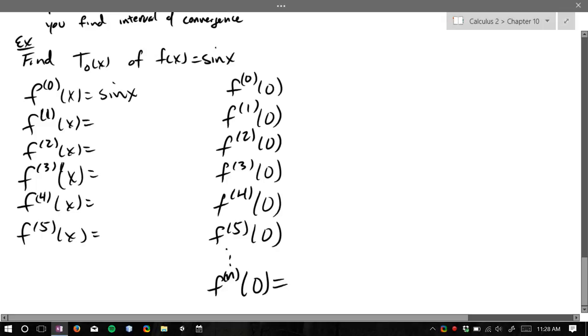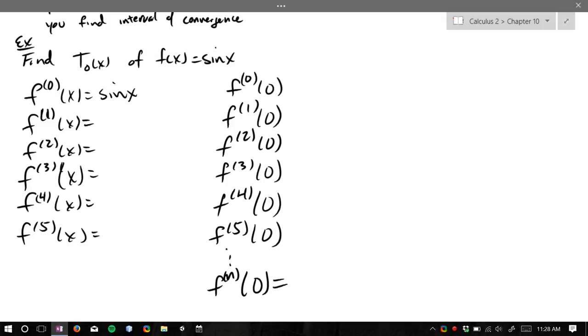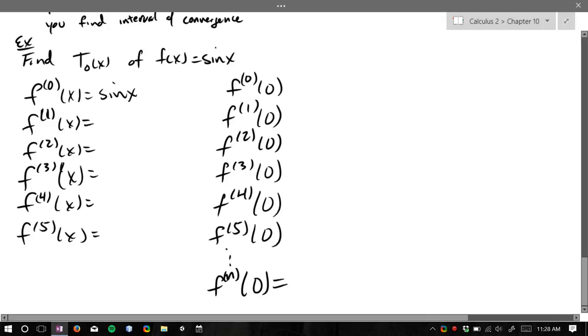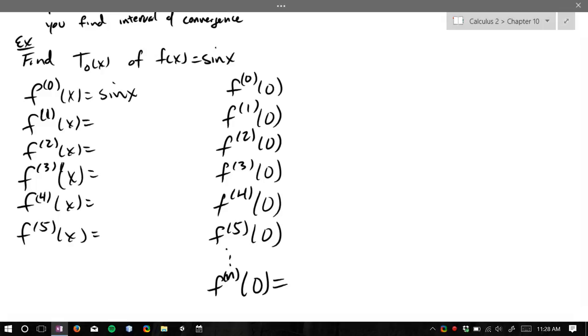So I want to warn you about finding the nth derivative. I would plug in 0. Once you know what the derivatives are, I would plug in 0 for the first 5 derivatives and then find the pattern off of 0 as opposed to off of x, because you're going to have sines and cosines mixed together. But when you plug in 0, a lot of those are going to go away. So you'll have a nicer pattern if you plug in 0 before you try to find the nth derivative.